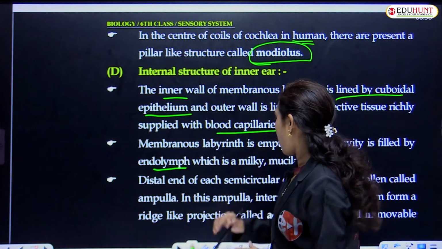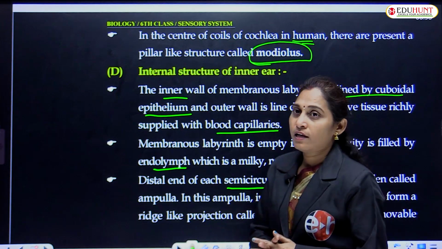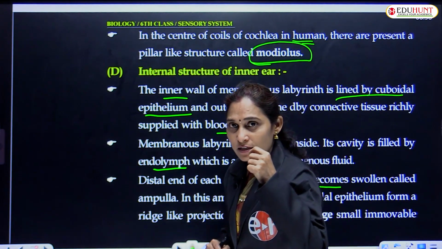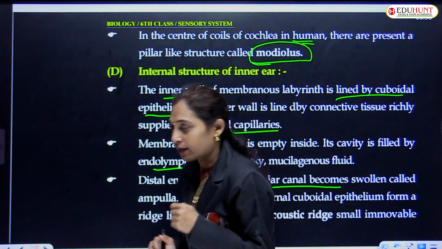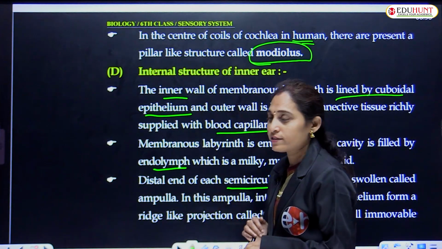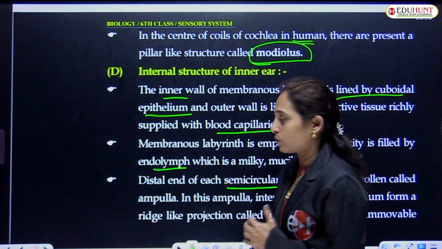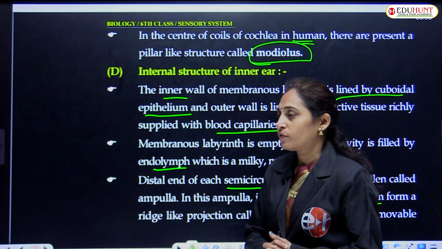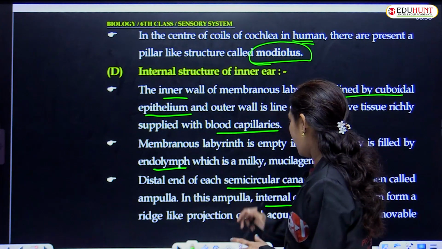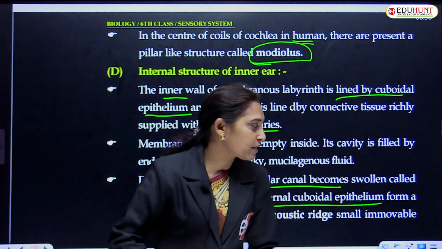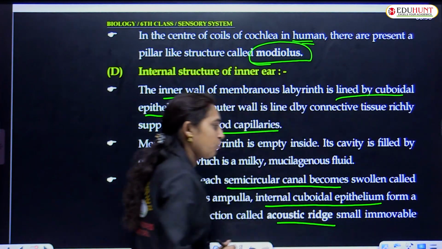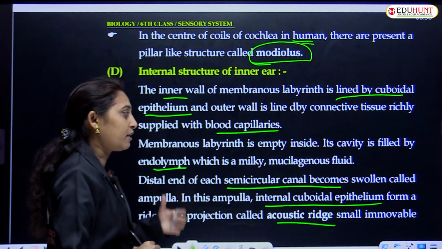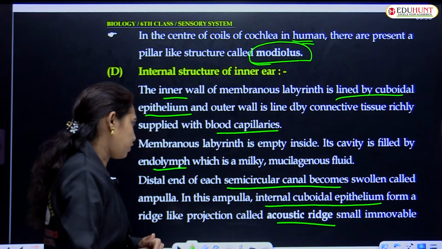And distal end of each semicircular canal are swollen, and we have already discussed that these swollen distal ends of the semicircular canals are called the ampullae. Ampulla is singular, ampullae is plural. In this ampulla, the internal cuboidal epithelium forms ridge-like projections called acoustic ridge. These acoustic ridges are the internal cuboidal epithelial structures.